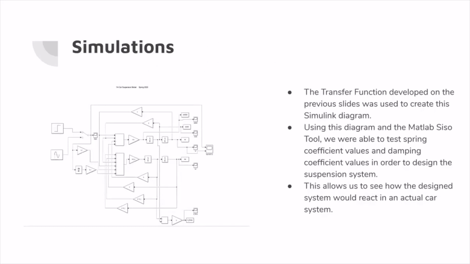Using the transfer function developed, we created a Simulink diagram in MATLAB. From this diagram, we were able to use the SISO tool to test different spring and damping coefficients in order to design the suspension system of the car. This allows us to see how our design system would react in an actual car system.